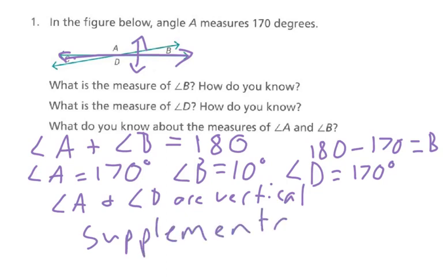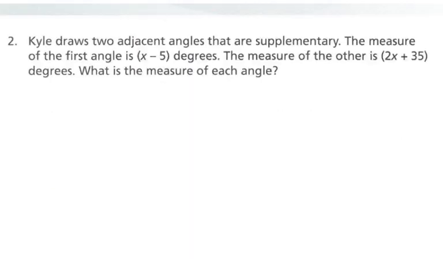So if they add up to 180, if they're right next to each other on a straight line, I know that they're supplementary. All right, let's look at this one. Kyle draws two adjacent angles that are supplementary.